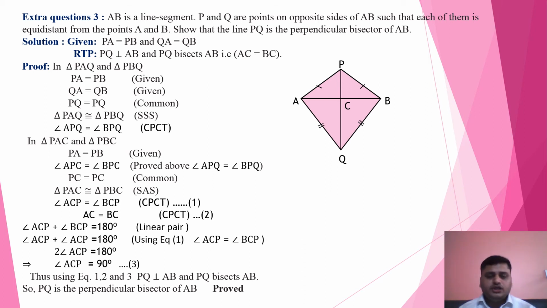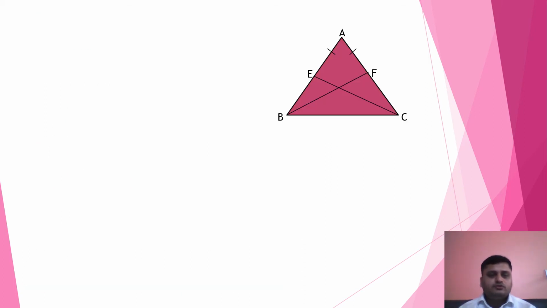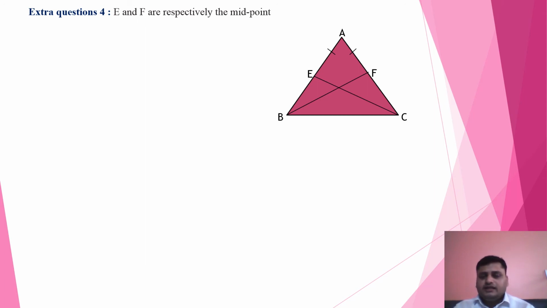Now we will go for another one. It was clear. Now come to the next question. You all can see this figure, and this question I have taken. This question is another extra question, that is extra question number 4. It is said that E and F are 2 points on the sides, that is respectively AB and AC. And this is clearly given in the question that these two are midpoints, that is E is the midpoint of AB and F is the midpoint of AC.